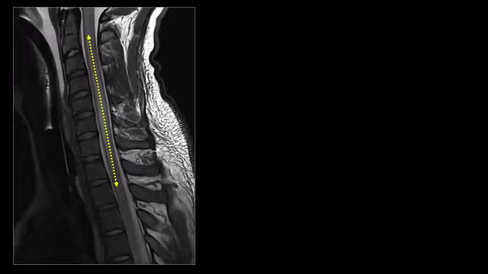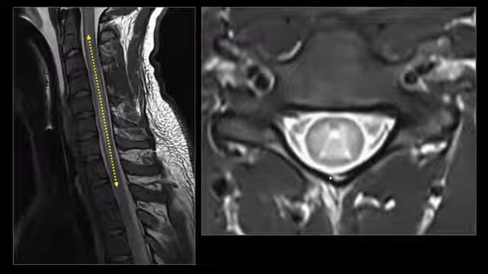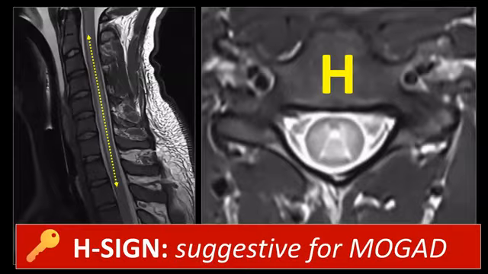Transverse myelitis is basically a descriptive diagnosis. It means we have a myelitis involving a long part of the spinal cord, and it can have a lot of causes, but one of those has a sign associated with it. If we look at the axial images, we can see the gray matter, which stands out as even more hyperintense than the white matter of the spinal cord, and it looks a bit like the letter H. If you see this, the H sign, that's very suggestive of MOGAD.